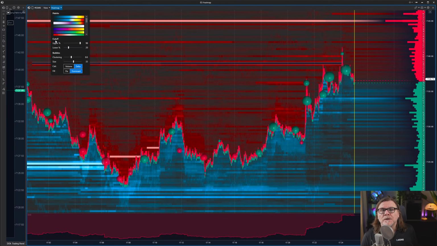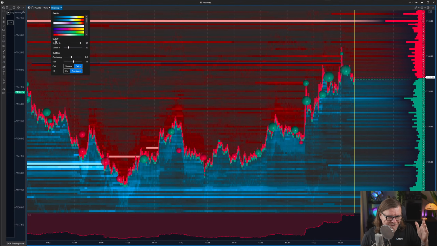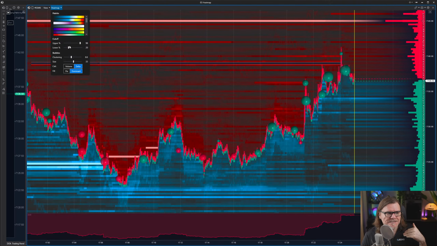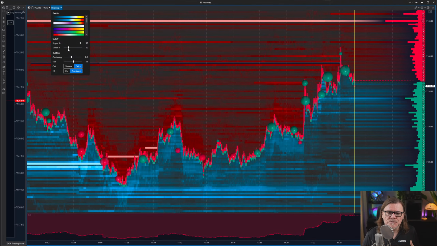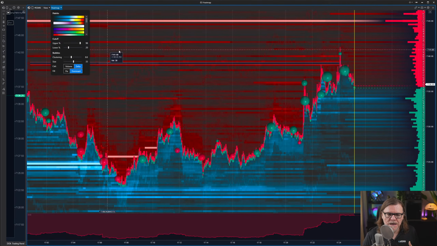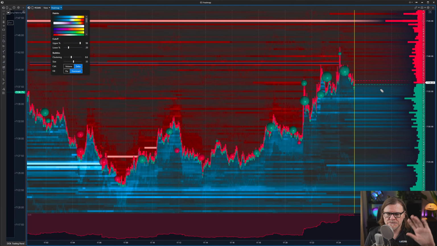There's the cutoff where you can cut off, obviously, the highest and the lowest numbers so that there are just the lowest and the highest numbers.